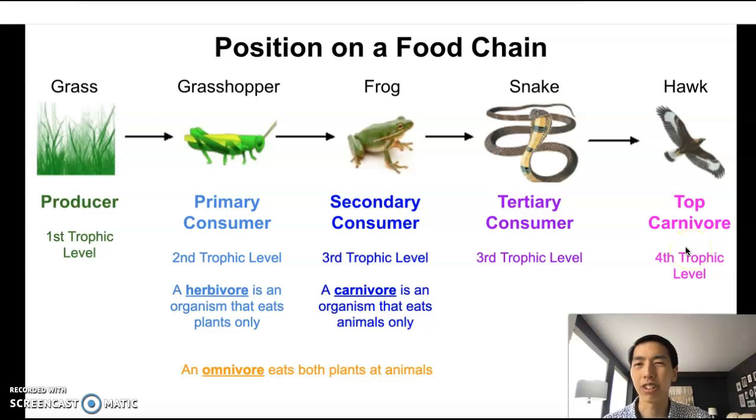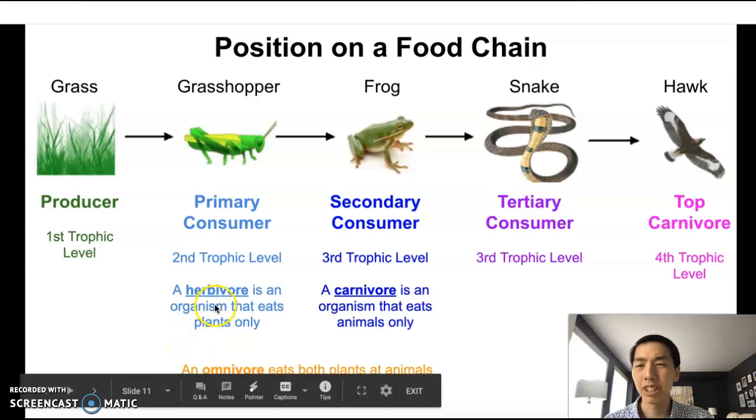All right, so the new words you have to learn are primary, secondary, and tertiary consumer, and top carnivore. As well, you need to learn about the trophic levels and how they're numbered in the food chain. And then you need to know the words herbivore, carnivore, and omnivore.